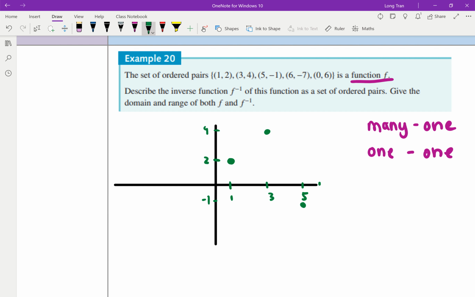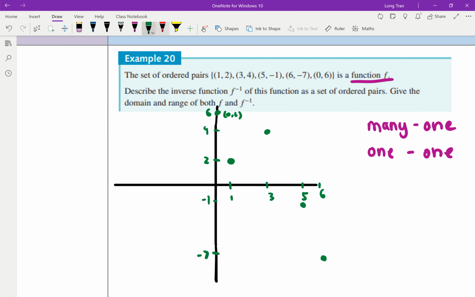So here's my next point, and then what's my (6, -7)? I'll do 6 here. -7, it should be a bit further down, but that's okay. I'm just going to quickly do that. So there's my next point, (6, -7), and then (0, 6). When x is 0, y is 6. So that goes up here. I know that's more than 5, but let's just say 6. That's my (0, 6) there.